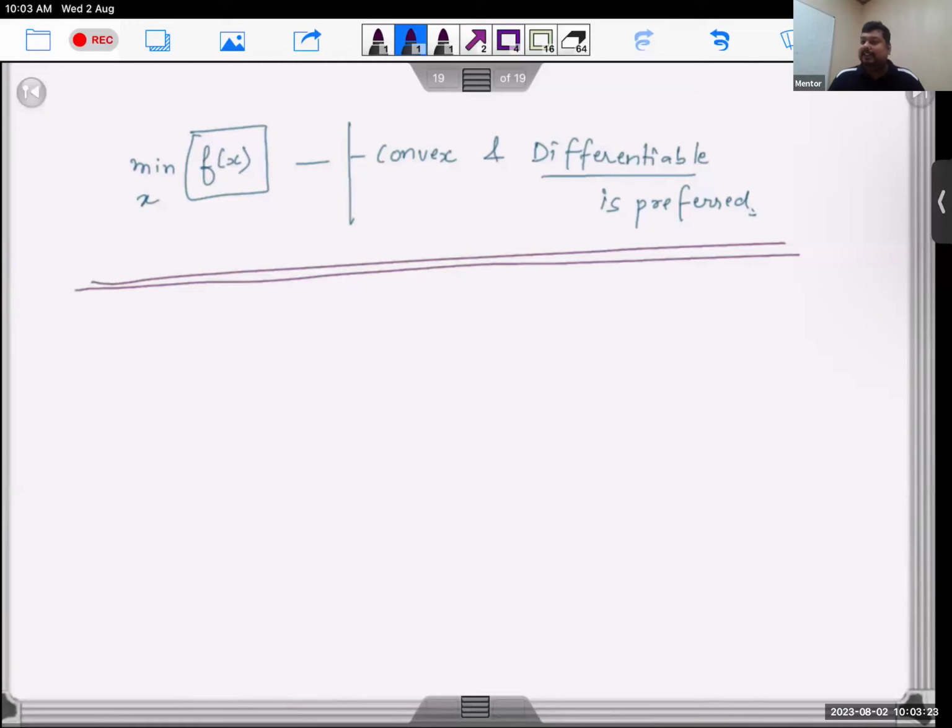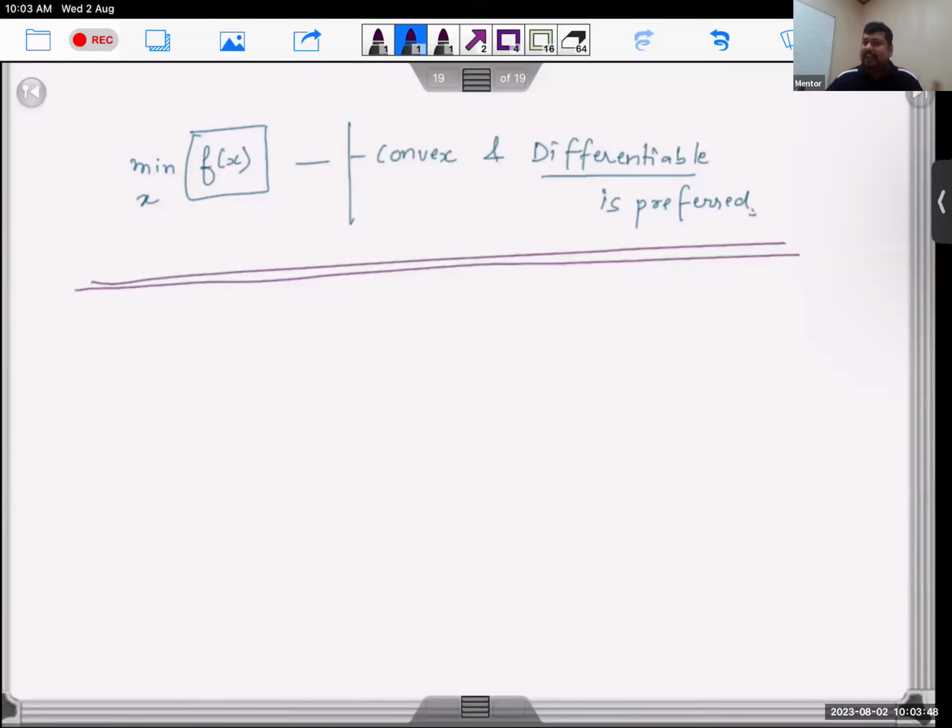Then I would have to take up another course for you, which would be called optimization theory. So to understand the basics of machine learning, let's only focus on convex functions. Is this clear? But you can find the minima even for a non-convex function, and for a convex function which is not differentiable.